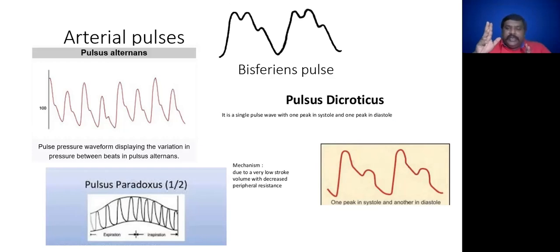Pulsus Paradoxus means the normal decrease in systolic pressure during inspiration is accentuated. You can see in the picture, it goes up and down, up and down, up and down. Expiration, then inspiration, the same pattern. That is Pulsus Paradoxus. It is nothing but an accentuated normal decrease in the systolic pressure during inspiration.